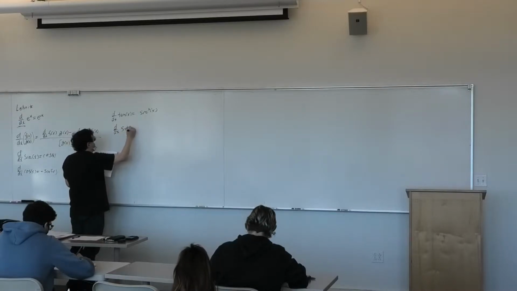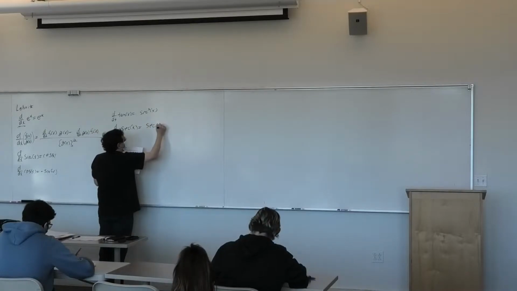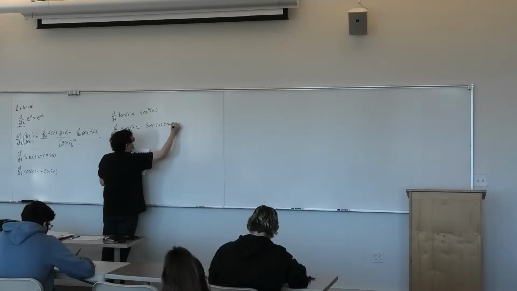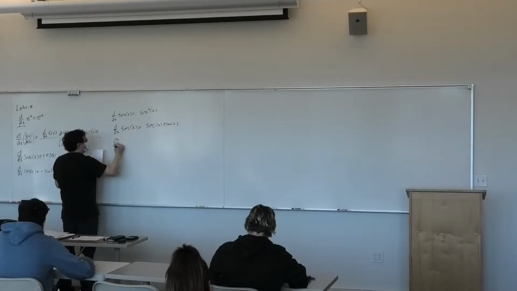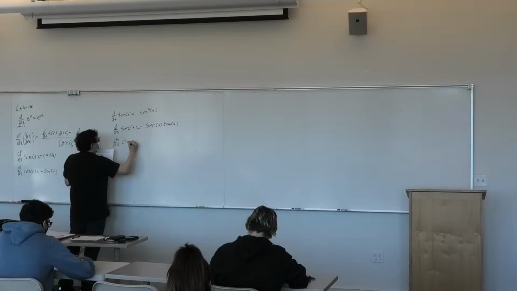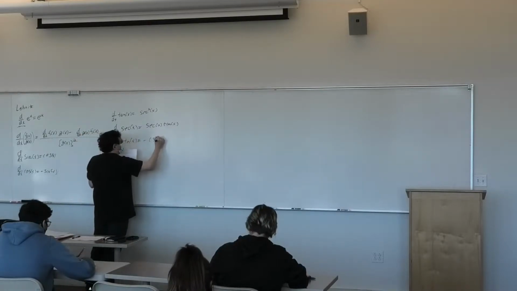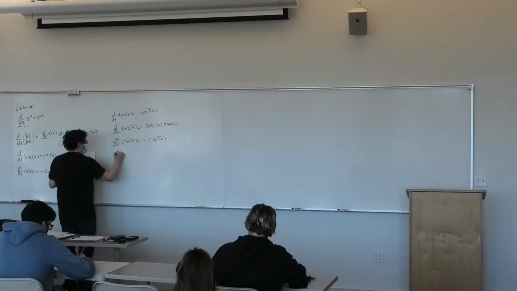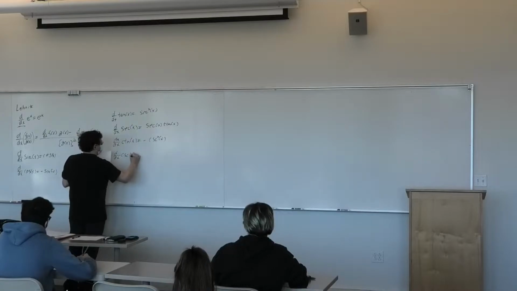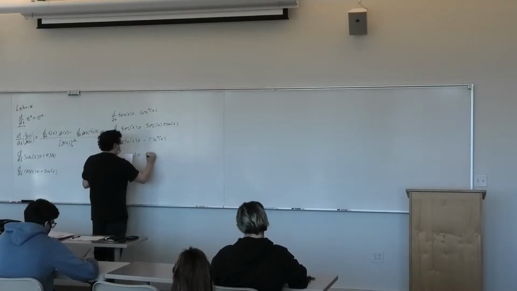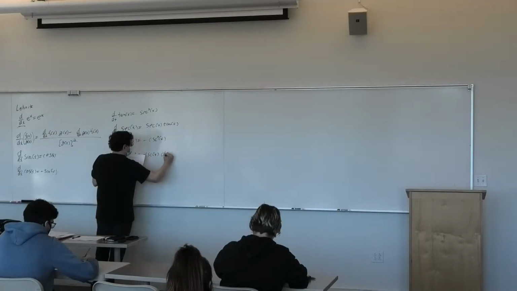Derivative of the secant is the secant times the tangent. Derivative of the cotangent is negative cosecant squared, and derivative of the cosecant is negative cosecant times the cotangent.